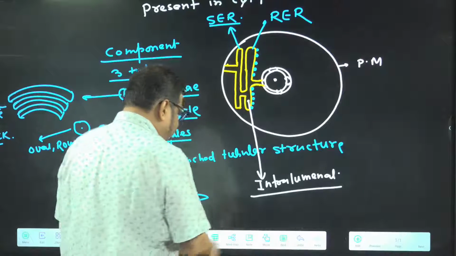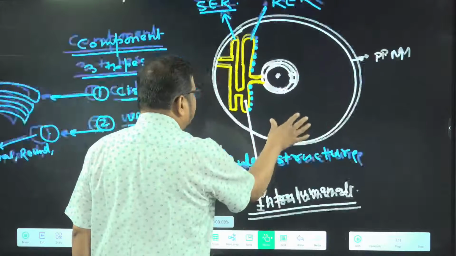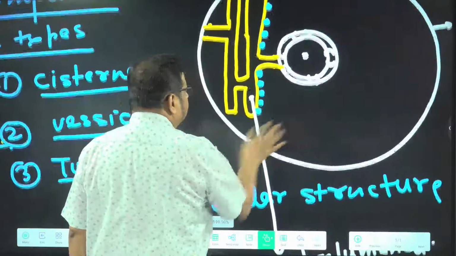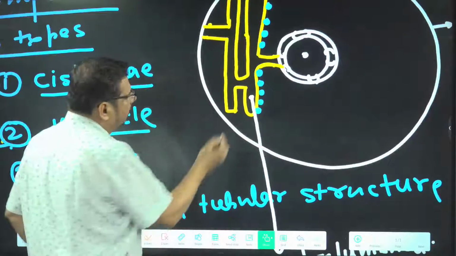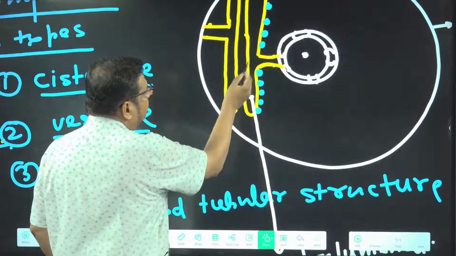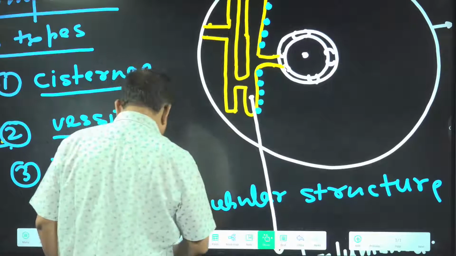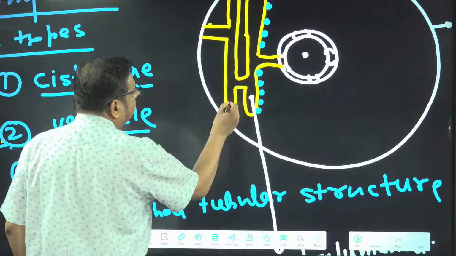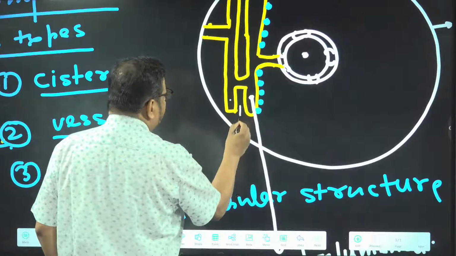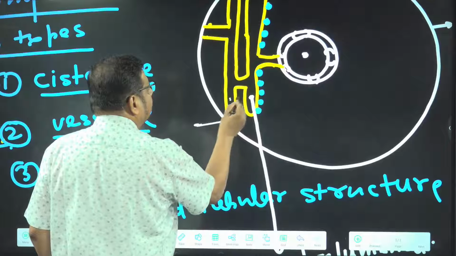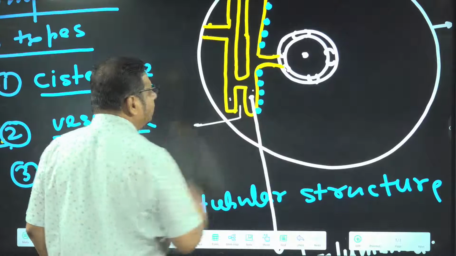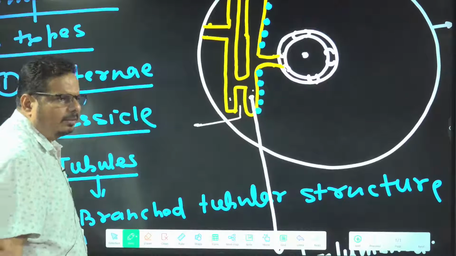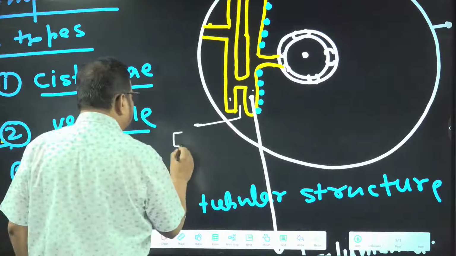Are you getting the idea? I am just magnifying this diagram somewhat more. Look here, this part is present inside the lumen of the ER. And this part you can see is not in the lumen. These are in the lumen, these are in the lumen, but this part is outside of the lumen. Is it or not? And this part is called extraluminal.